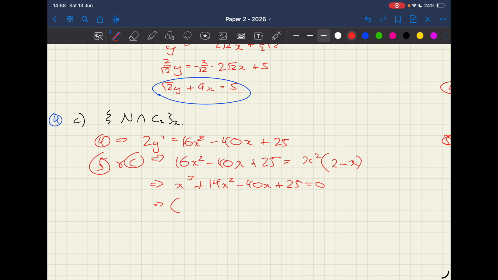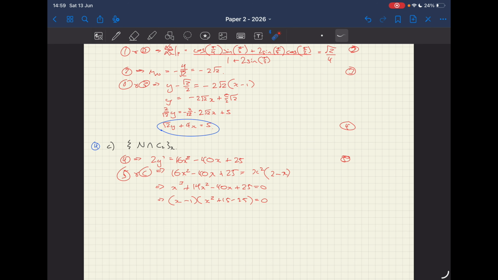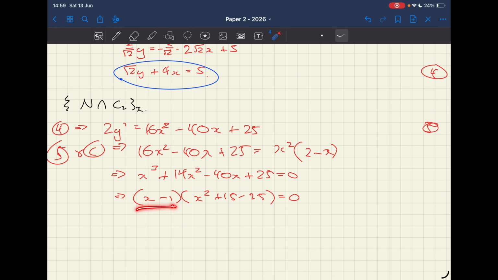If we factorize this, x minus 1 comes out, and we also can get x squared plus 15x minus 29. Is that 29? I think that's a 29. Nope, it's 25. Sorry, 25. Equal to 0. We want to find all the x coordinates, so evidently x equals 1 is the solution. That's good. Let's look at this one then.